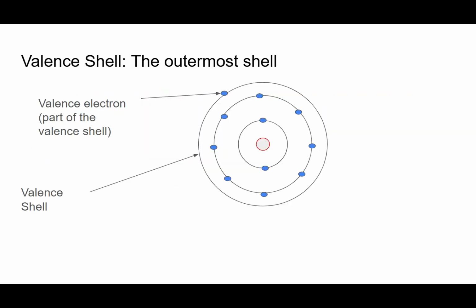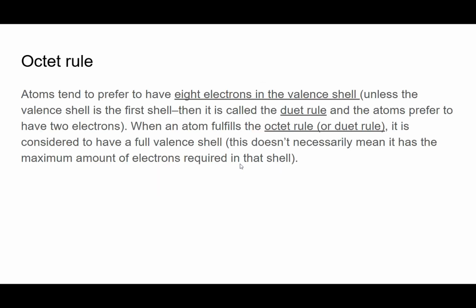So what are valence shells? Valence shells are the outermost shell of an atom. In this example, this outermost electron shell is going to be the valence shell. Electrons in the valence shell are called valence electrons. Another important thing to note is that electrons that are not in the valence shell are called core electrons. So these electrons in the second electron shell, those are called core electrons.